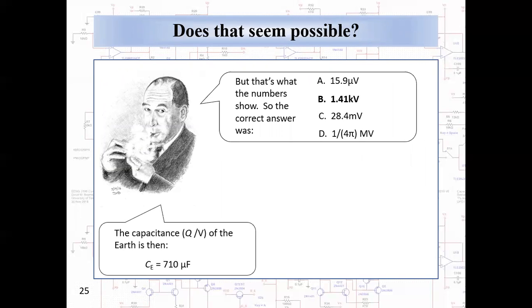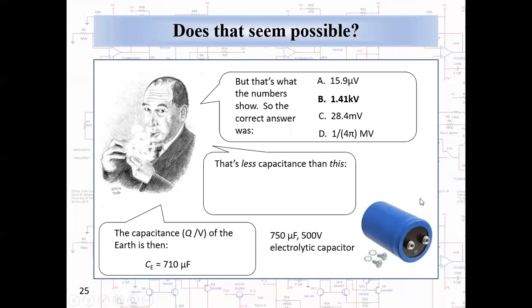The capacitance of the Earth, charge divided by voltage, is then 710 microfarads, which is less than the capacitance of this device, which is a 750 microfarad, 500 volt rated electrolytic capacitor. It's strange, but true. And it's not the only strange but true thing that we're going to encounter in our engineering professions or in life in general.